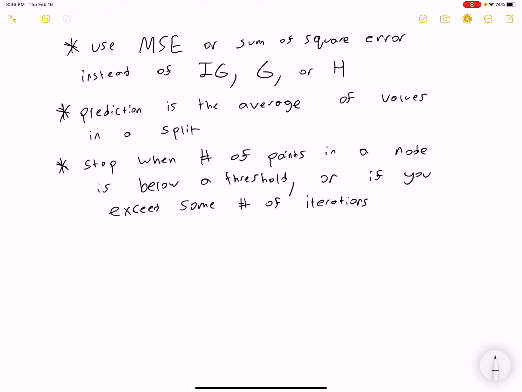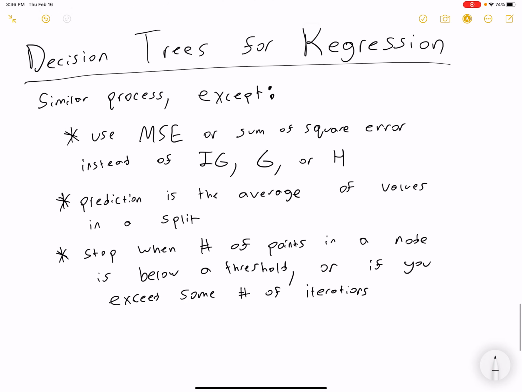So you can't just stop when all points have the same value, because one point might have 93.347 and the other one might have 93.349. And that'd probably be a good place to stop. Just take the average of those, but they're not going to be the same. That's basically all there is to it.